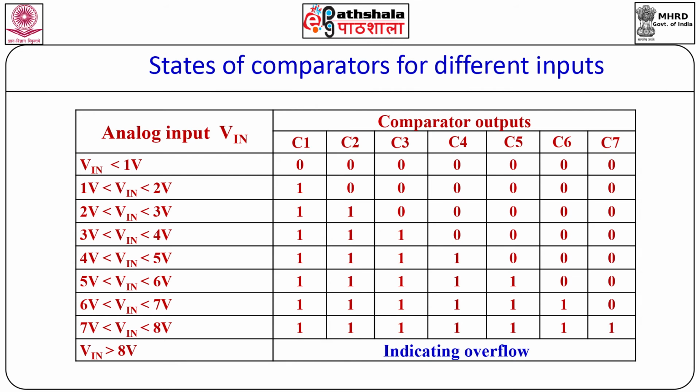These outputs can be used to activate the priority encoder, which will generate the digital equivalent of this analog input.